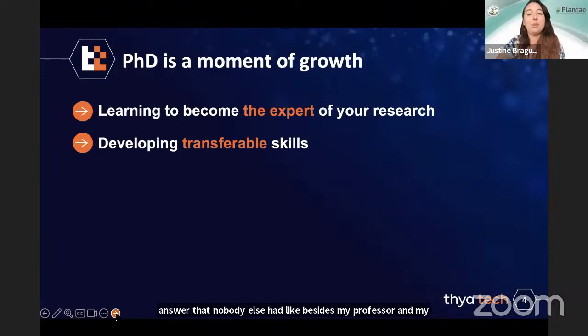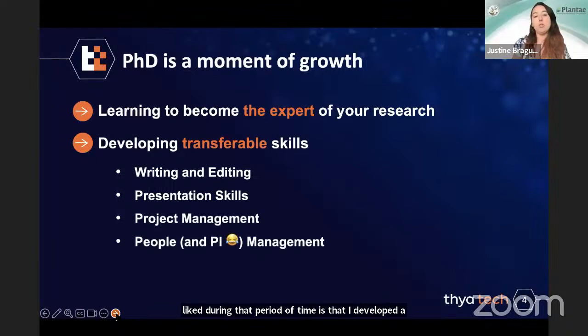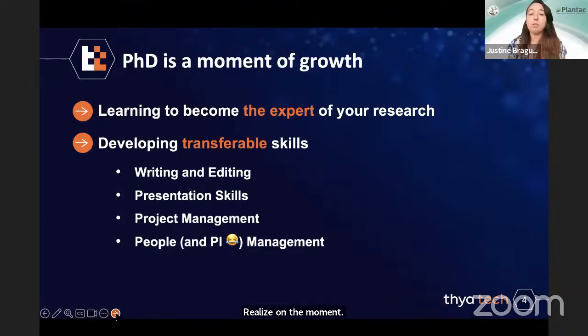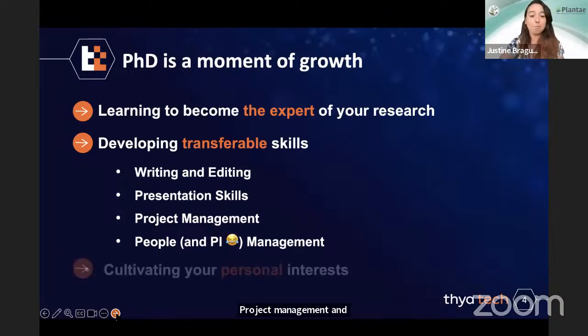And so one thing that I also really liked during that period of time is that I developed a lot of transferable skills that I didn't fully realize in the moment, but as we already mentioned, some of the writing and editing skills, but also presentation skills that I think sometimes are not taken too seriously. So think about investing a little bit more time on those presentation and lab meetings, project management, and people, and sometimes even PI management as well.